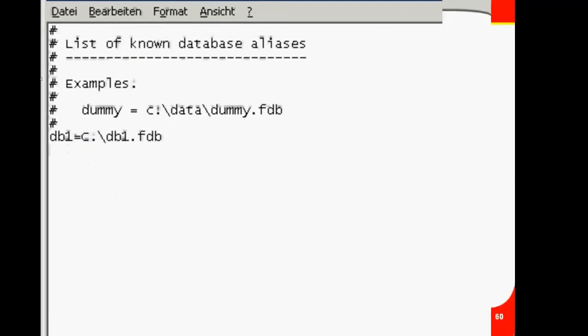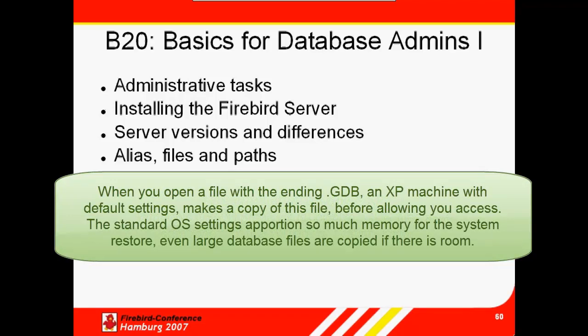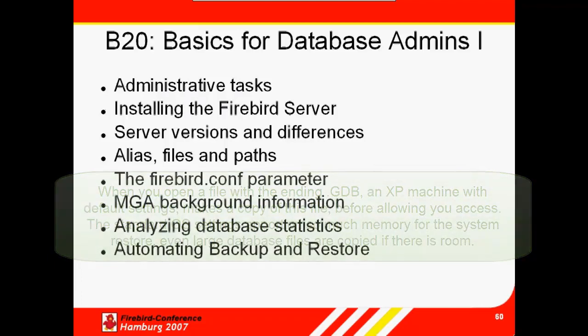Conflicts occasionally occur when you want to give your database file a certain name, and the file suffix is gdb. If you are using Windows XP, your system will probably recognize these files as a component of the Windows System Restore. The problem with this is, when you have a file with the ending gdb and you open it, an XP machine with default settings makes a copy of this file before allowing you access. The standard operating system settings apportion so much memory for the system restore, even large database files are copied before opening if there is room. Unfortunately, there is no documentation in the MSDN library from Microsoft that explains why they've included this GDB suffix.